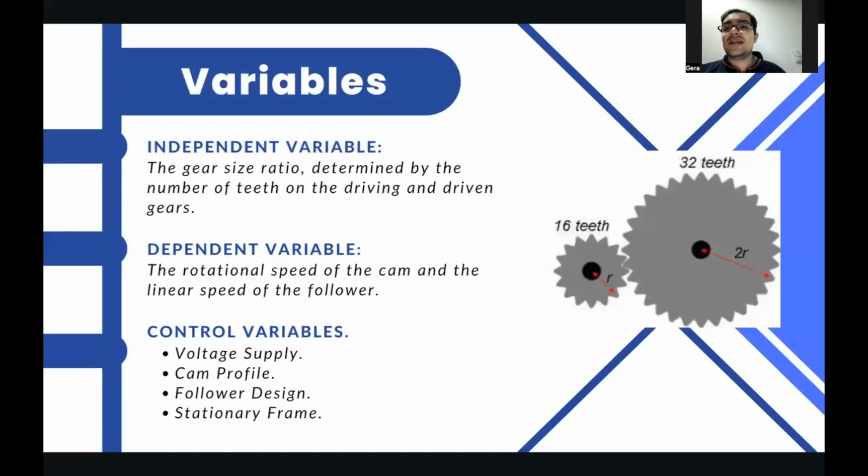These are our variables. The independent variable will be the gear size ratio, determined by the number of teeth on the driving and driven gears, as we can see in the image. The dependent variable will be the rotational speed of the cam and the linear speed of the follower. And the control variables will be the voltage supply, cam profile, follower design, and stationary frame.